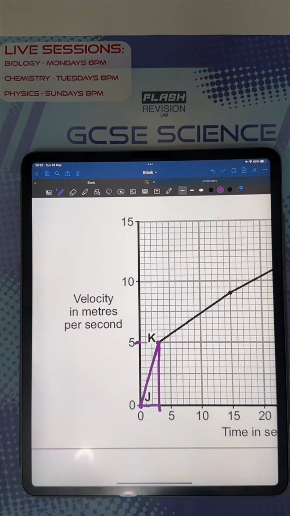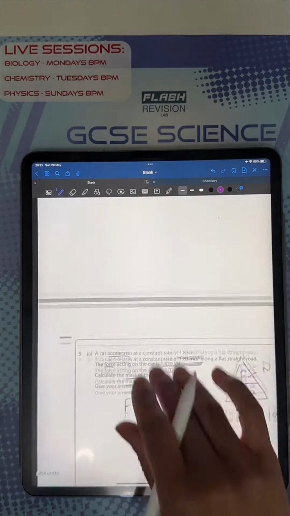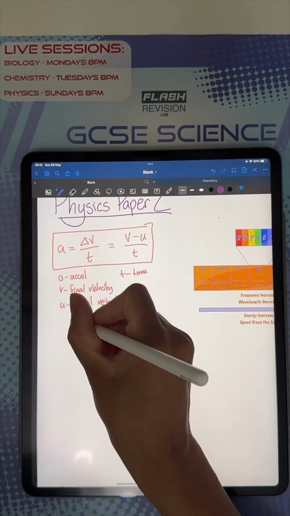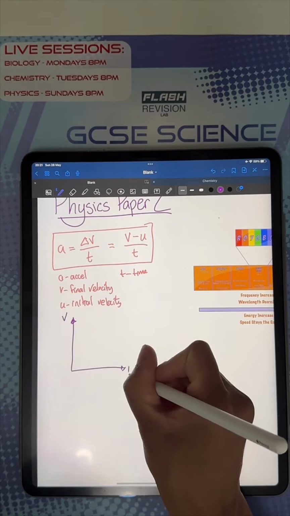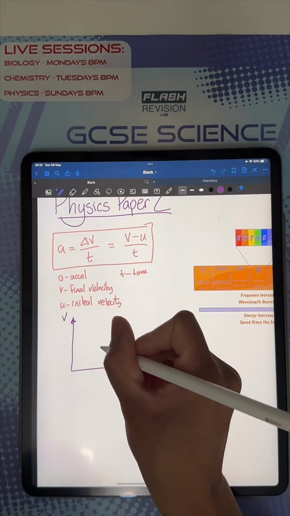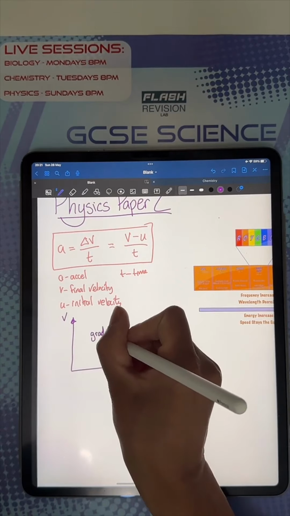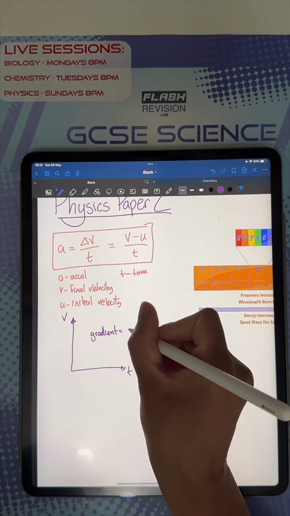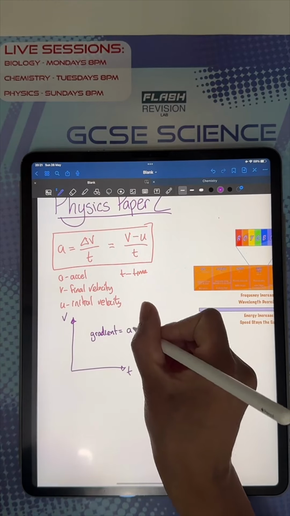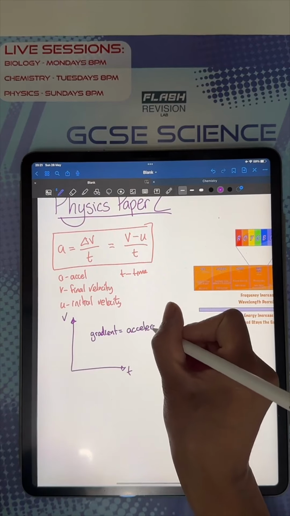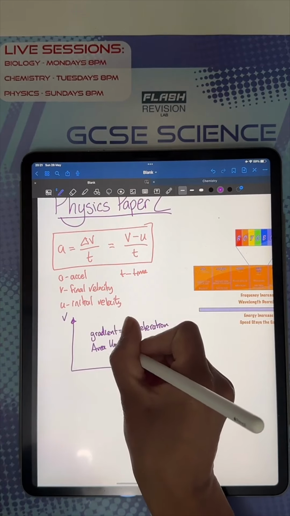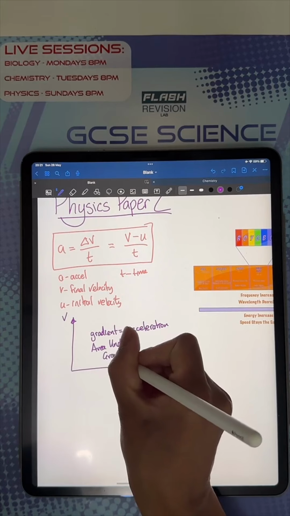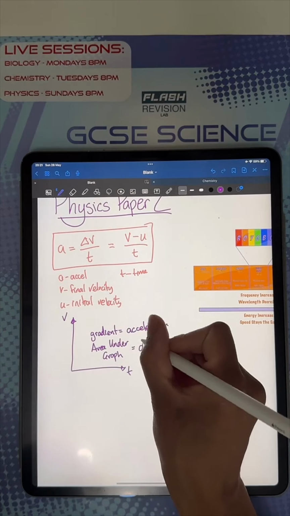A bit of maths here. How do you work out the area of that triangle? It's not speed over time. If you have a VT graph, a velocity time graph, the area under the graph tells you the distance traveled. So for a velocity time graph, the gradient gives you acceleration, and the area under the graph gives you the distance traveled.